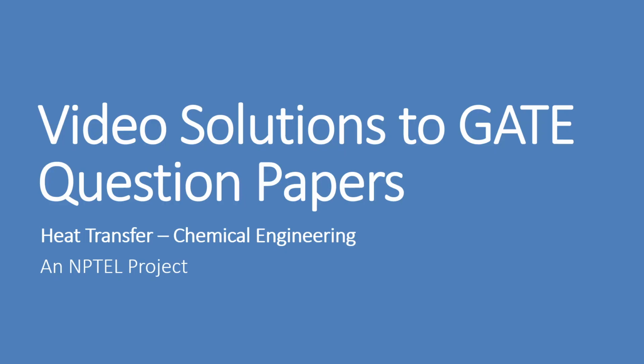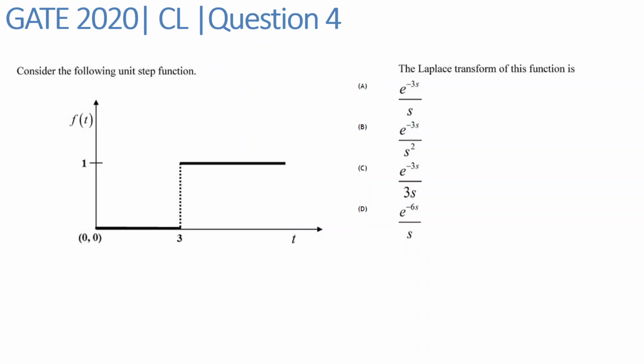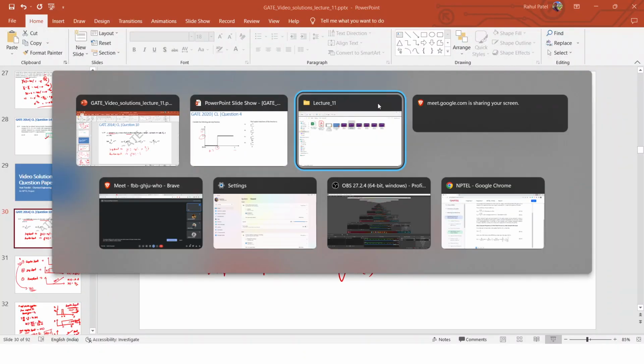So now let's look at another question. In this question we have been given a plot between f of t and t. Basically this is a plot of a unit step function, where at time t equal to 3 we are introducing a step change of magnitude 1, and we have to find the Laplace transform of this function. So let's look at the video solution.